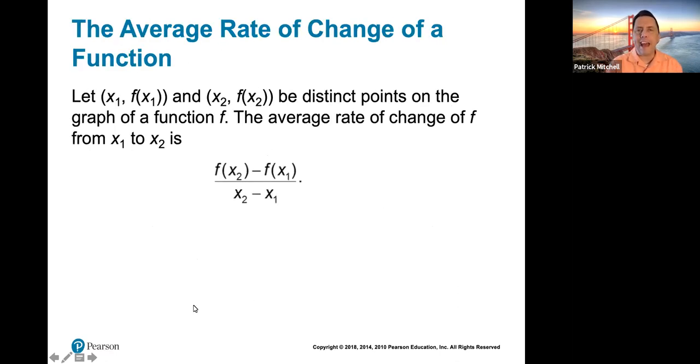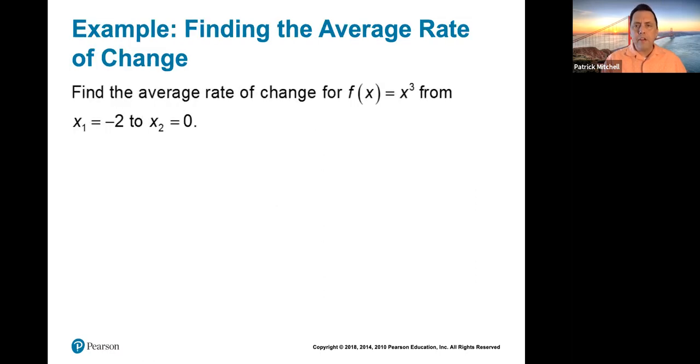All right, that brings us to average rate of change. Let x1, f of x1 and x2, f of x2 be distinct points on the graph of a function f. The average rate of change of f from x1 to x2 is given by this formula: f of x2 minus f of x1 divided by x2 minus x1. And in a little bit here, I'm going to draw you a picture so you can really understand what that represents. First, let's do an example.